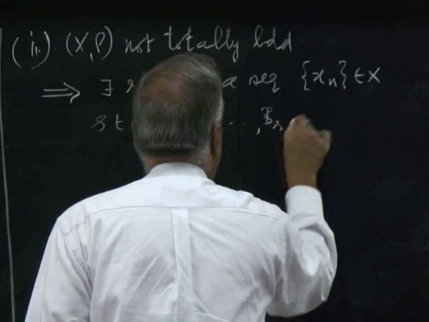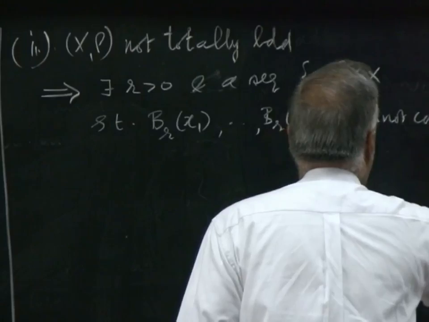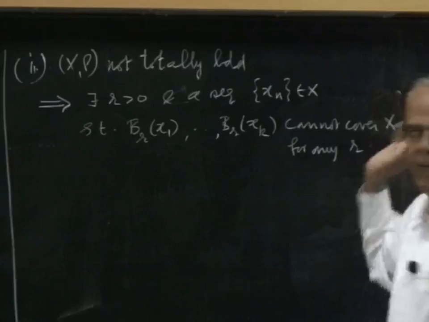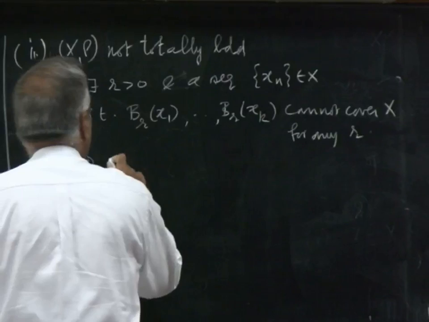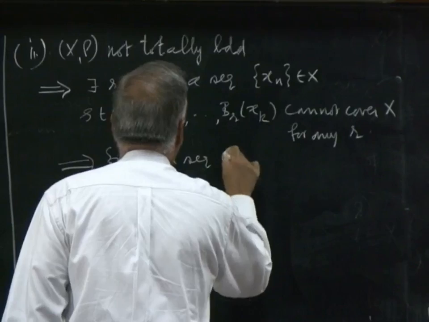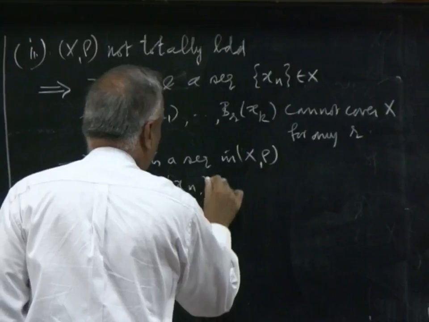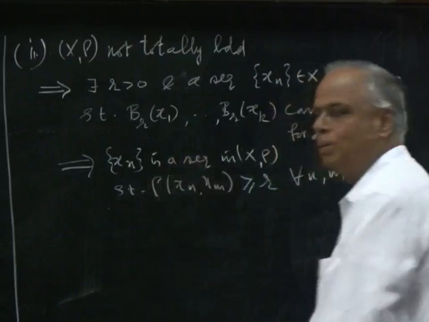The balls B(x_k, r) cannot cover X for any finite r, for any r. That means you need an infinite number of them to go through the whole space, which implies there is a sequence x_n in X_r such that the distance between x_n and x_m is greater than or equal to r for every n and m. This construction we have gone through before.